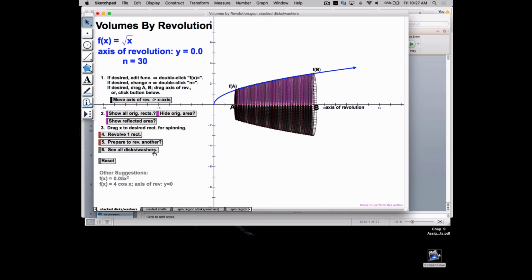And we can move the axis of revolution. We can revolve it horizontally. We can revolve it vertically.